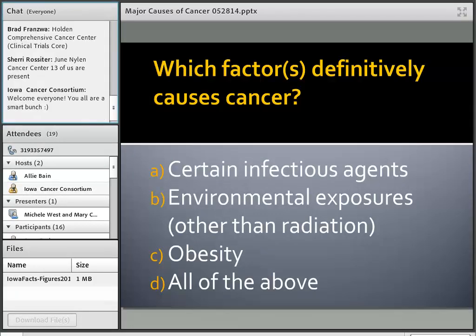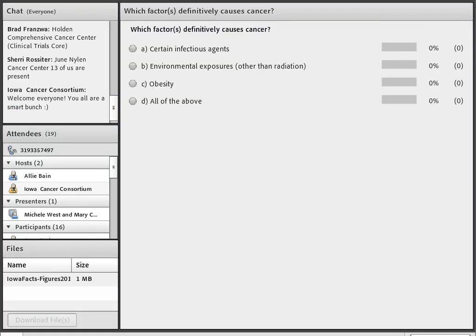Okay, so now we're to a slightly trickier question. Hopefully we'll maybe get a little more variation in responses here. Which factors definitively cause cancer? Definitively being the key word. Go ahead and cast your vote.